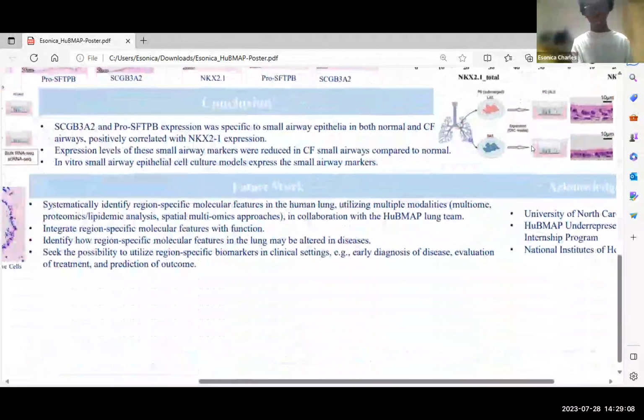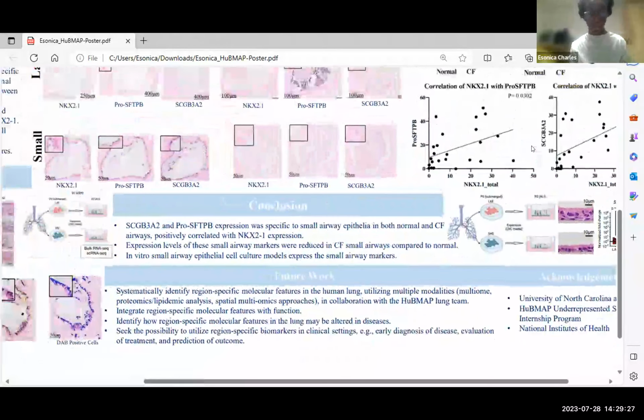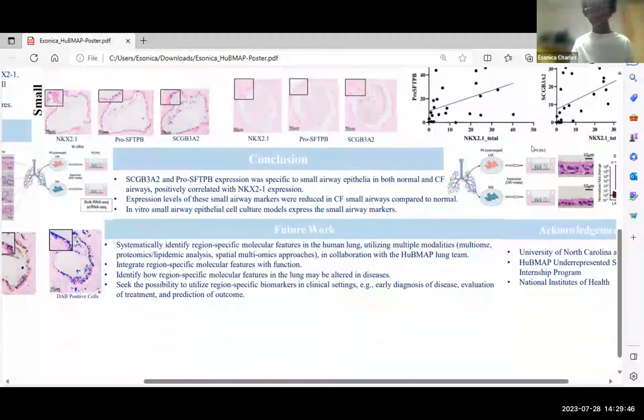To conclude, SCGB3A2 and pro-SFTPB expression was specific to small airway epithelia in both normal and CF airways, which is positively correlated with NKX2.1 expression. Based off of my representative figures, the expression level of these small airway markers was significantly reduced in CF airways when compared to normal, and in vitro small airway epithelial cell cultures express those markers.